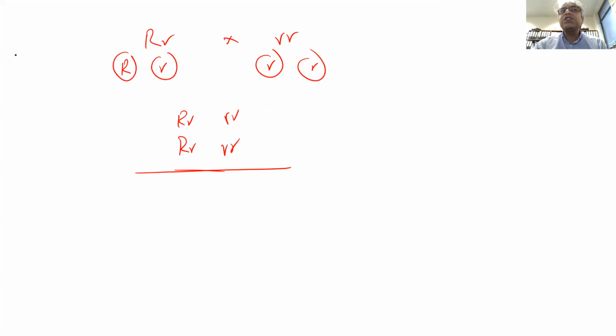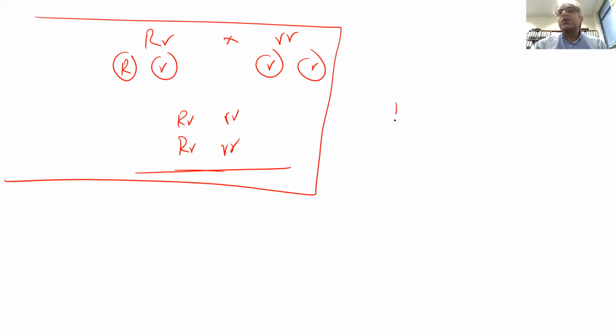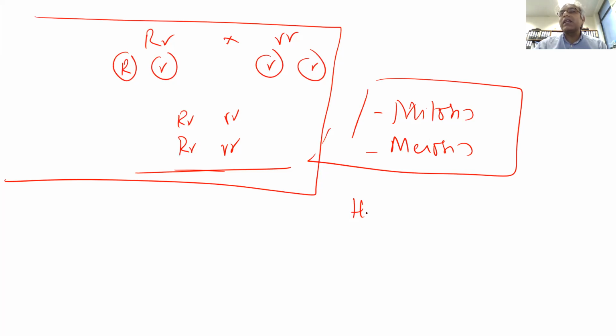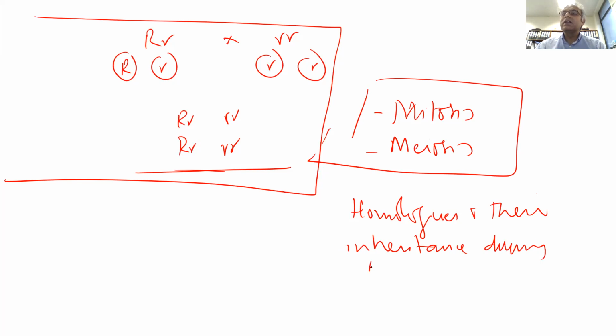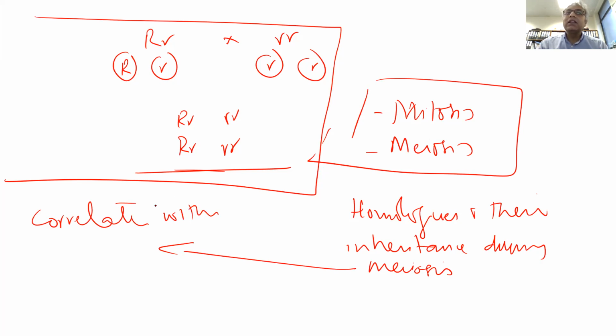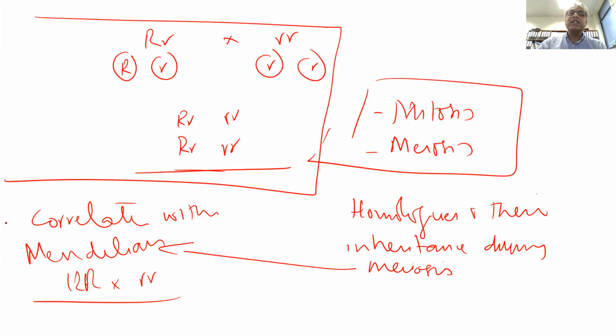So I would like each one of you to go and look at the difference between mitosis and meiosis and try to understand the homologs and their inheritance during meiosis. And then correlate all this with Mendelian round versus wrinkled.